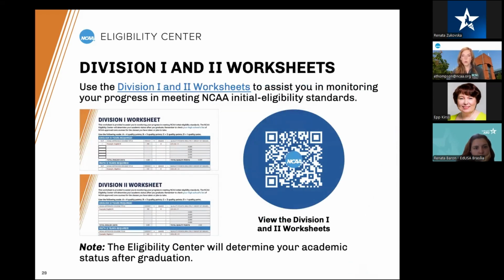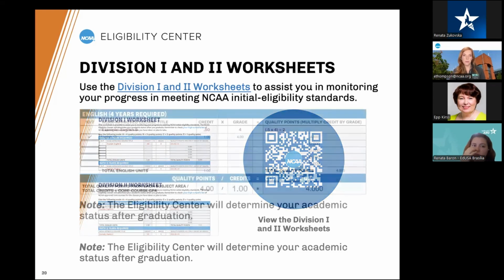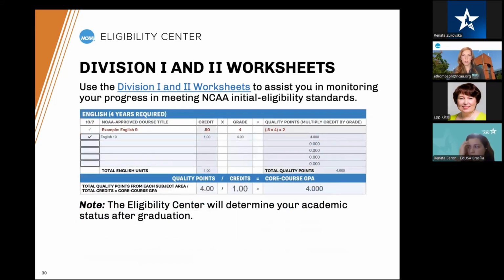We also have a Division 1 and 2 worksheet. So as I cover the academic requirements, if you wanted to do a self-assessment to see where you were on track towards meeting eligibility, you could use these worksheets to input your course, the credit amount, which I'll tell you in the resources section where to find that, and the grade that you would earn. And I have information in this presentation that will cover the conversions as well. But this is just an example of what that would look like as to how to calculate a core course GPA so that you understand how we're doing that for NCAA purposes.